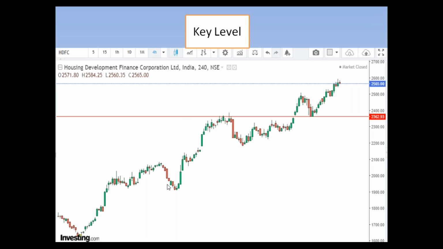Just one answer. Are you guys clear with the key level? This is the resistance which has been broken and now became a key level for the pullback. Okay. So what is the first requirement to look at a key level? A price rejection.